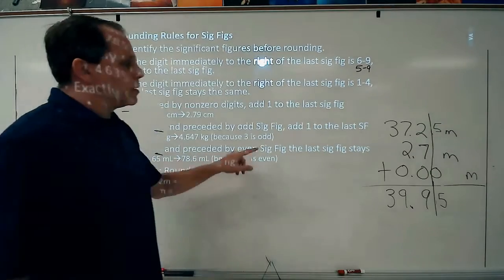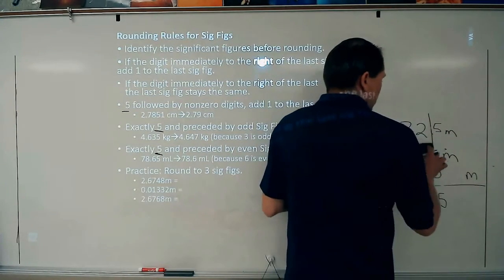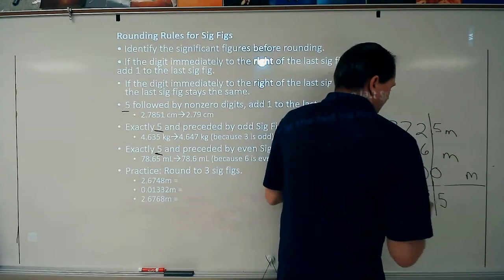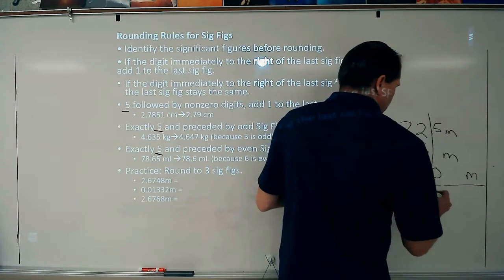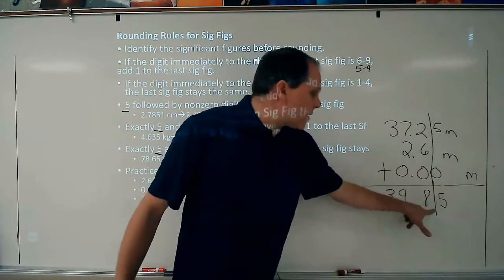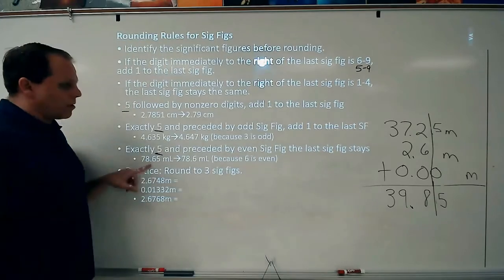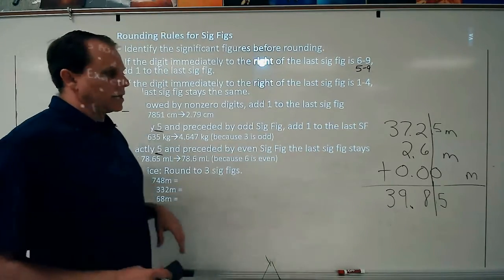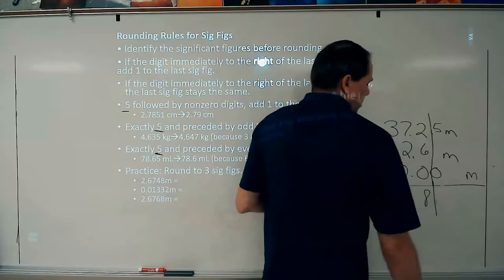What if it's exactly 5 preceded by an even number? Let's say this was a 6 here, and so that became an 8. So what if it's exactly 5 preceded by an even number? Oh, well, it says then that the last sig fig stays the same. So then we would just call it 39.8.